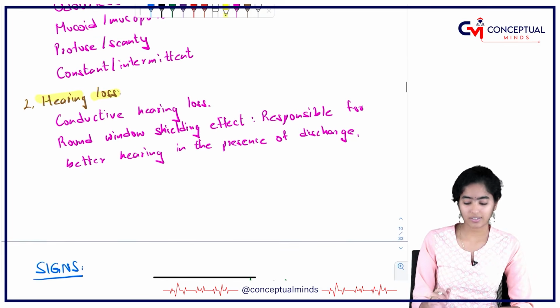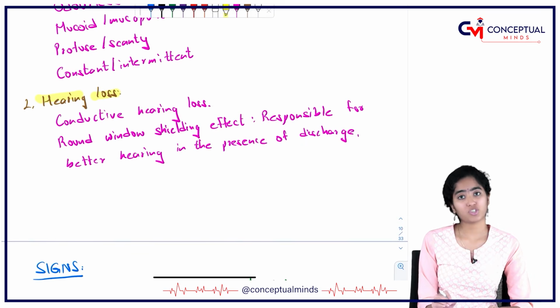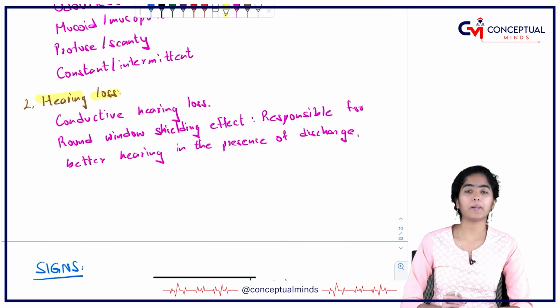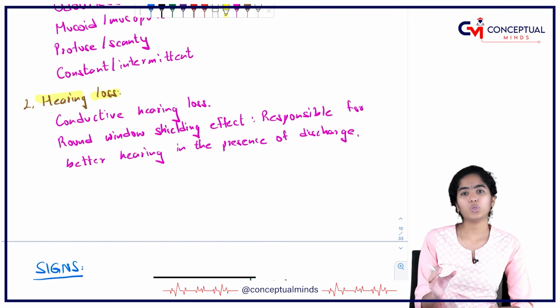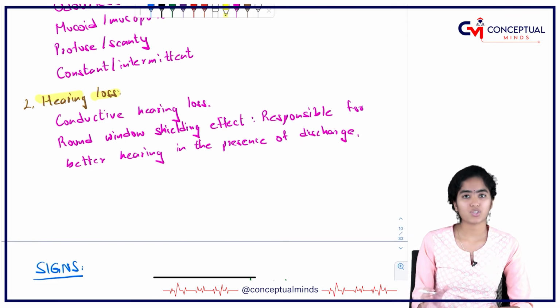Whereas hearing loss is conductive type of hearing loss, and a special feature is the patient can hear better in the presence of discharge because of something called the round window shielding effect. The discharge prevents the sound waves from striking both the oval window and round window parallelly and cancelling each other. They shield the round window so that the sound waves reach only the oval window and hearing is better.